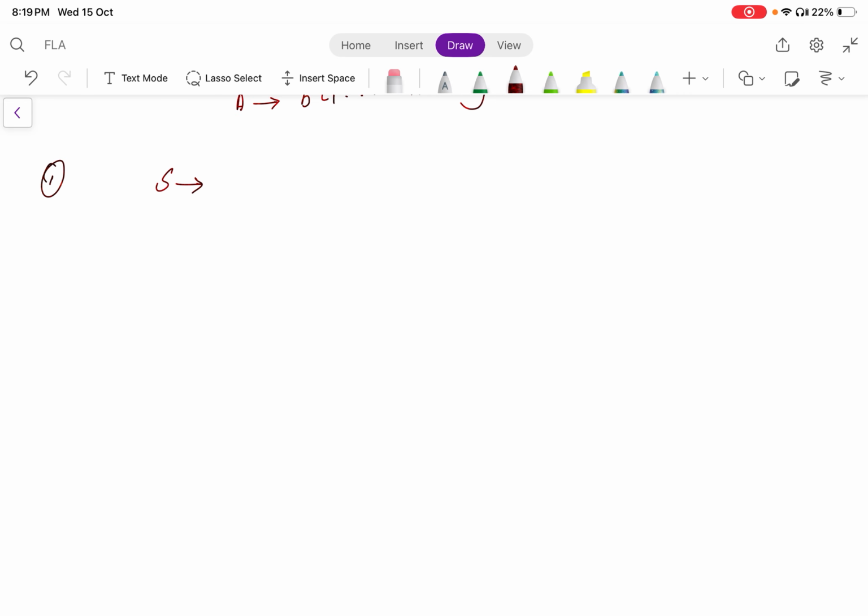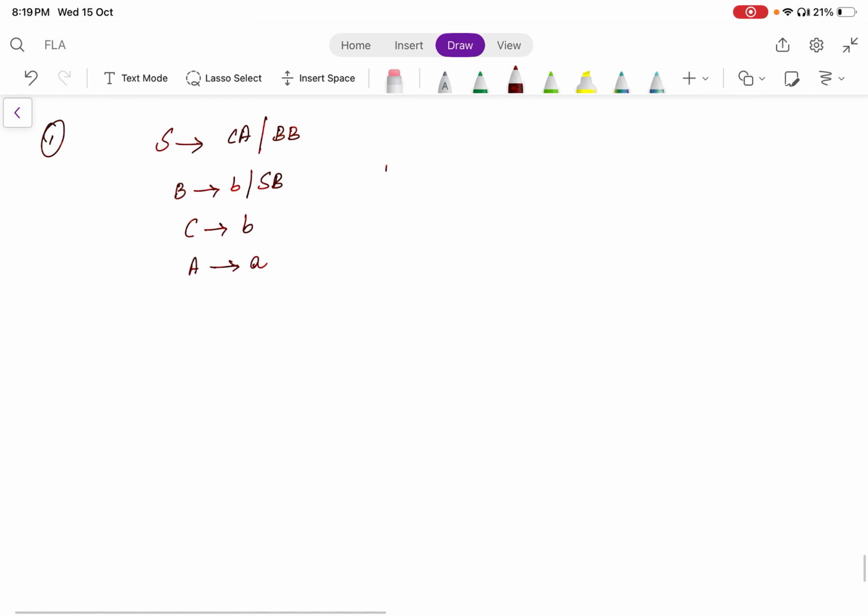Okay, S tends to CA or BB, B tends to B or SB, C tends to B, and A tends to A. So now check. Okay, this grammar is already reduced. All these productions are already reduced. You don't have to do anything. Directly you can move on to the GNF.